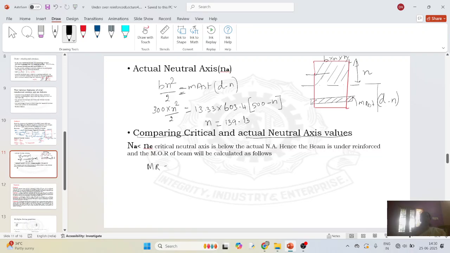So moment of resistance equal to sigma ST AST, that is T, into lever arm. Tensile force multiplied by the lever arm. Lever arm is D minus N divided by 3, where N is the actual neutral axis. Substituting all the values, sigma ST equal to 230, AST equal to 603, and effective depth 500 minus actual neutral axis 139 divided by 3. Solving this, moment of resistance MR equal to 62.95 kilonewton meter.